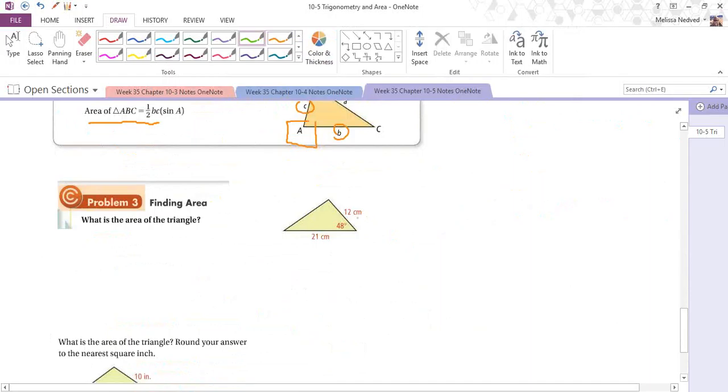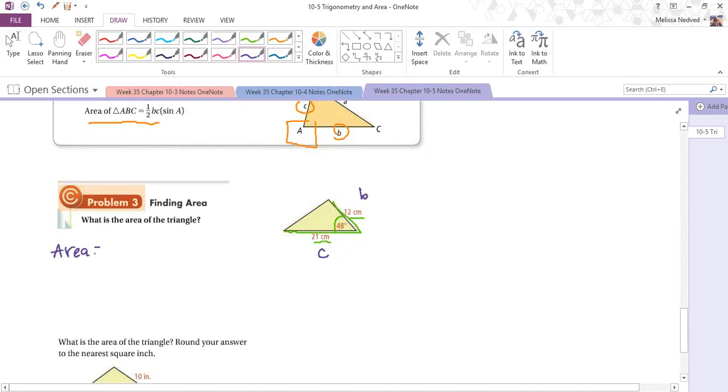So here in problem 3, always check to make sure you're given the right thing before you go ahead and try to use that formula. I've got two side lengths, 12 and 21, and 48 is the included angle. Remember, to find if it's included, sketch each side. Are you creating that angle? I am. So I can use this. Now B and C, it doesn't matter which you choose to be which. I'm going to call 12 to be B and 21 to be C.